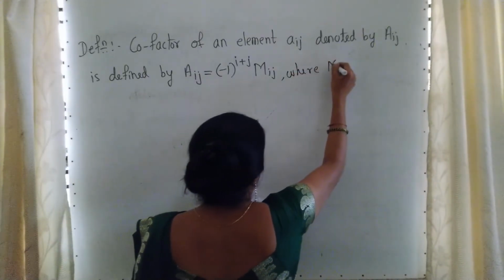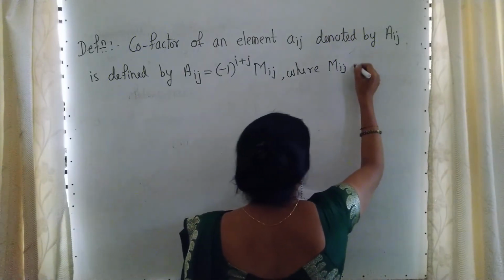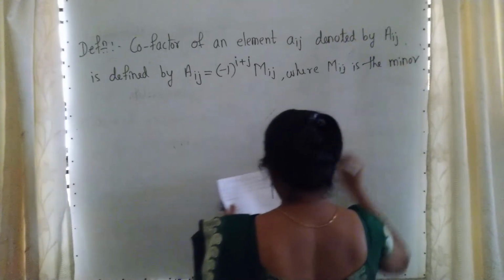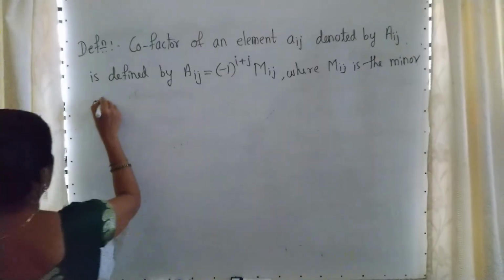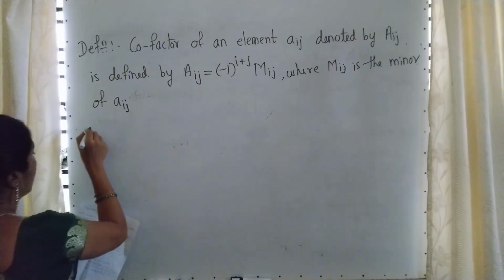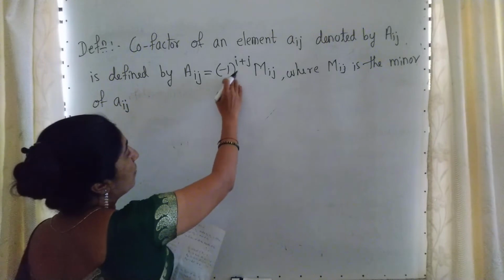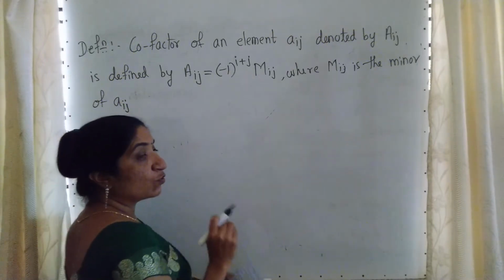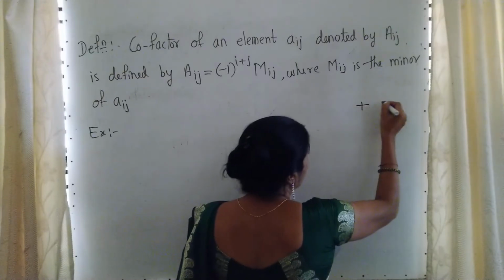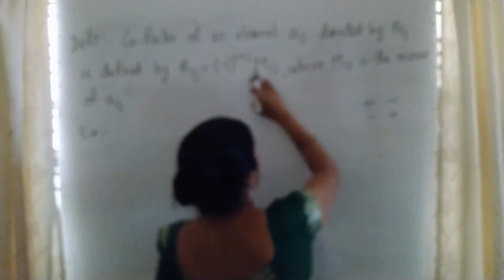Where Mij is the minor of Aij. So I will explain with the help of an example. As I told, minus 1 raised to i plus j. If the student has confusion, remember, for the determinant apply the sign plus minus, minus plus. If you are not following this also, I will explain.